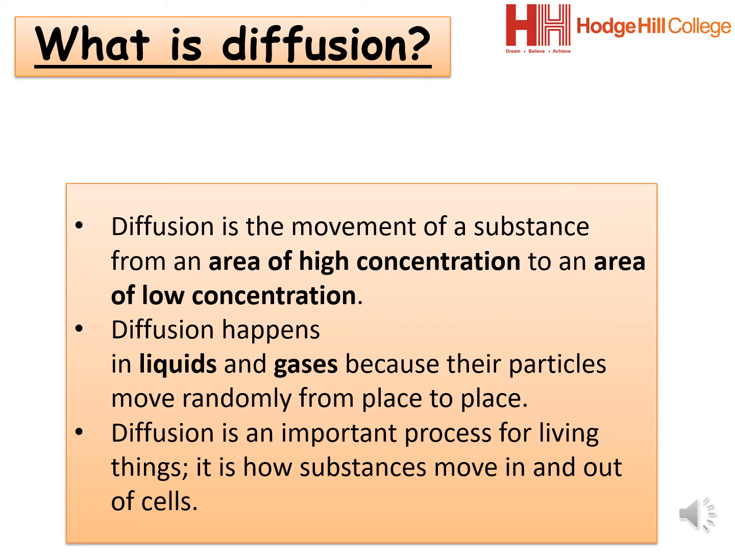What is diffusion? Diffusion is the movement of a substance from an area of high concentration to an area of low concentration. We will look at some examples of these. Diffusion happens in liquids and gases only, and this is because the particles move randomly from place to place, because they have gaps between the particles. Diffusion is an important process for living things. It is how substances move in and out of cells.